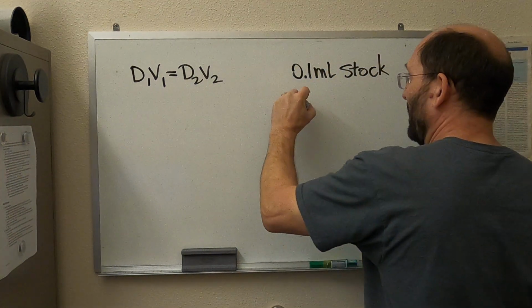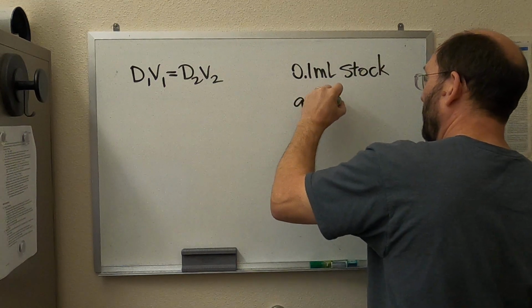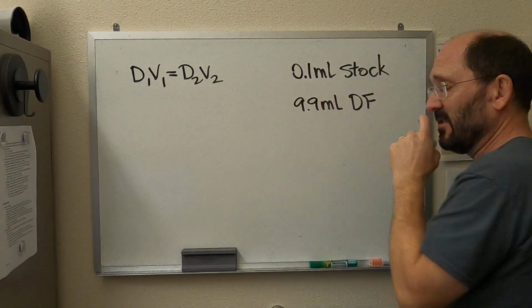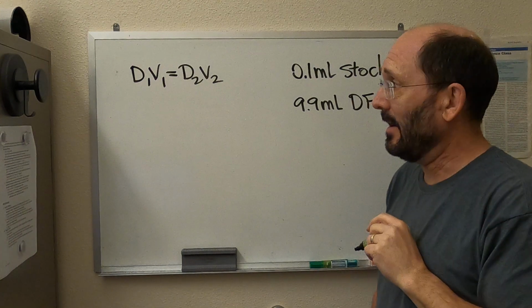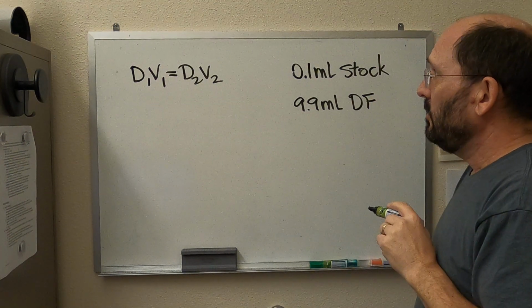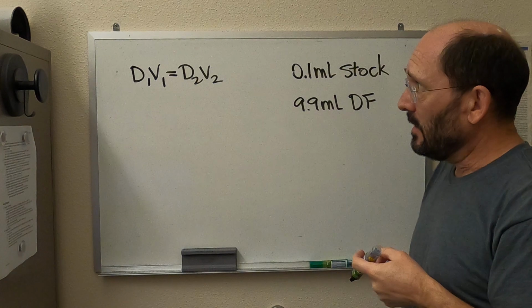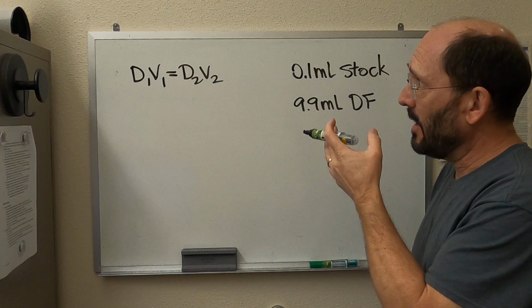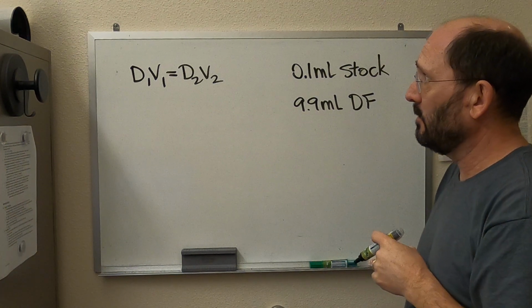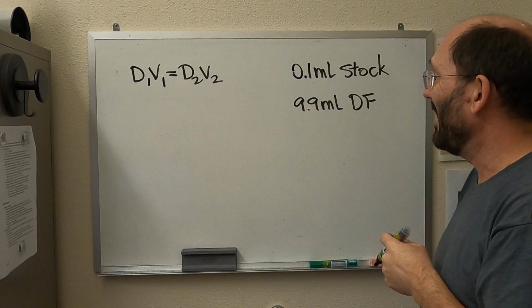The example uses 0.1 milliliters of stock solution, and to that we are adding 9.9 milliliters of diluting fluid. I'm just going to abbreviate diluting fluid so I don't have to write it out. So using this information from your lab, can we figure out what we need to be able to solve for here? And the answer is yes.